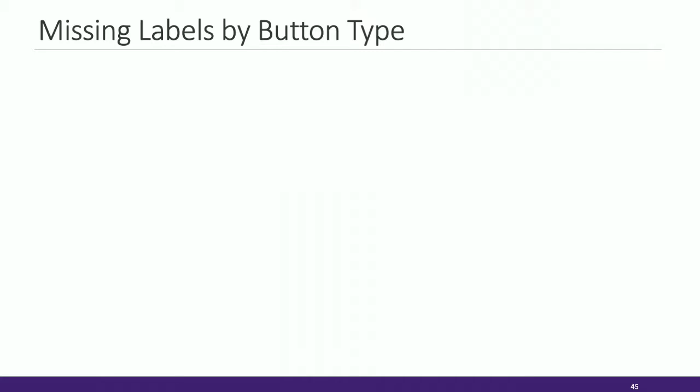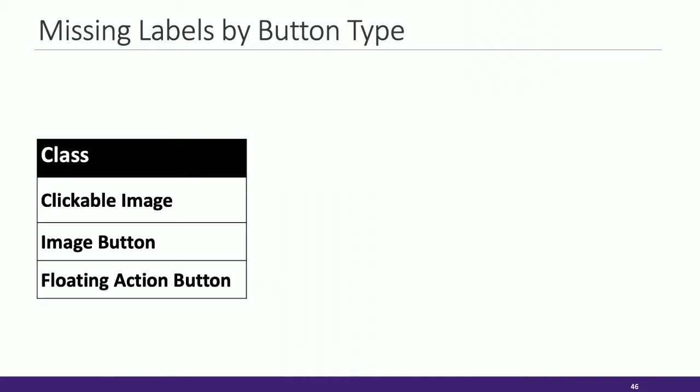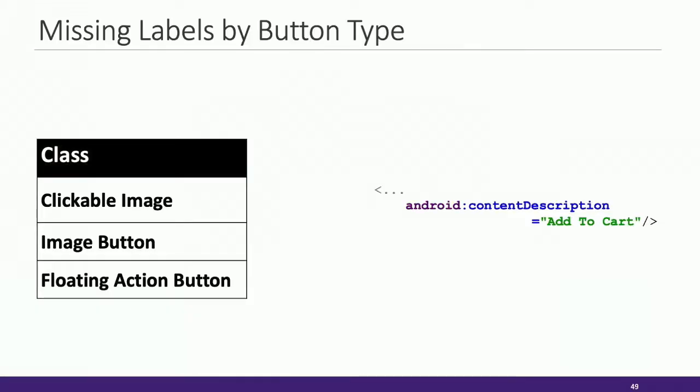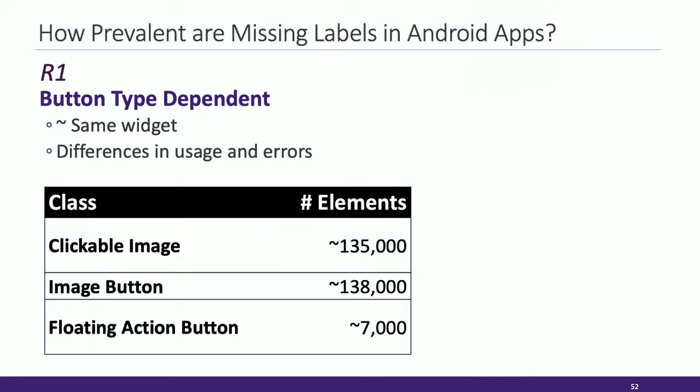Looking at this through the lens of by button type, we again broke it down thinking about, does someone's choice of what type of button they're using influence whether or not they're more or less likely to label it? And again, our classes of images are clickable image, image button, and floating action button. And to give a bit more context, these are actually technically subclasses of one another, where clickable image is the top class, and floating action button is the subclass. But they all use that same content description for labeling. And what we see, first of all, is that there are just differences in the amount of usage that these elements are getting.